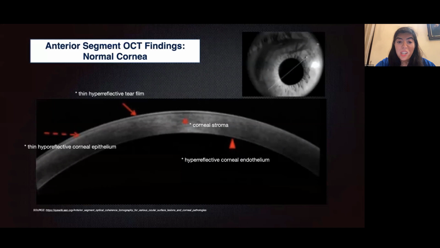Over here, you can appreciate that the thin tear film is thin and hyper reflective. The epithelium right below it, with the dashed red arrow, is the representation of what is normal epithelium, which is thin and hypo-reflective. You can also appreciate the level of the corneal stroma and the thickness and its consistency. And then here, the hyper-reflective corneal endothelium.